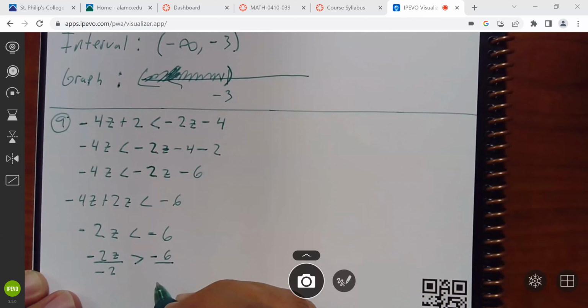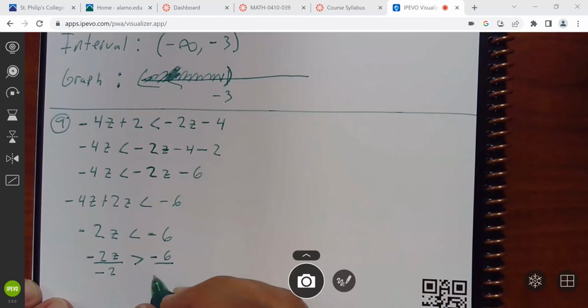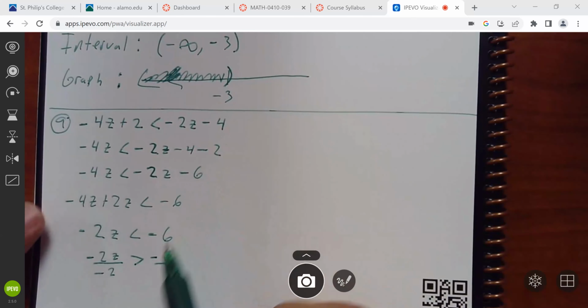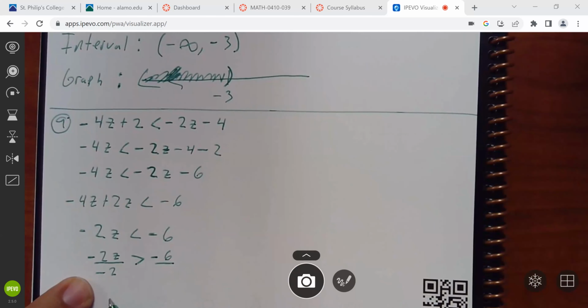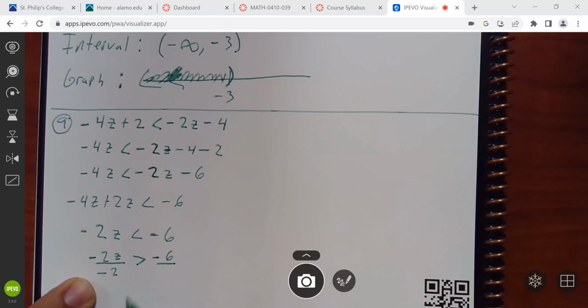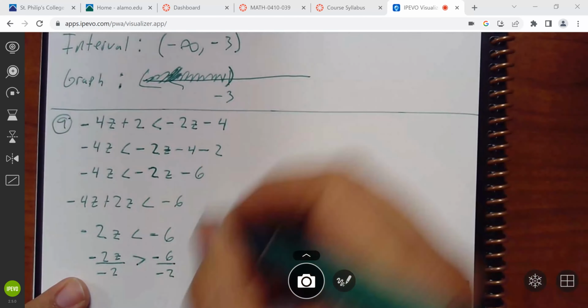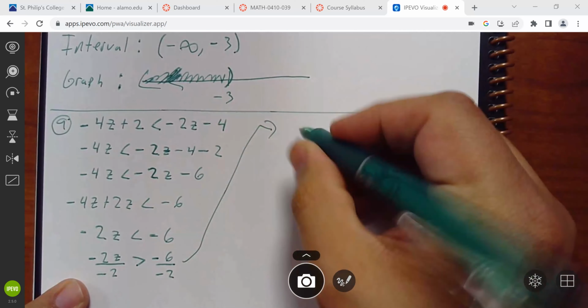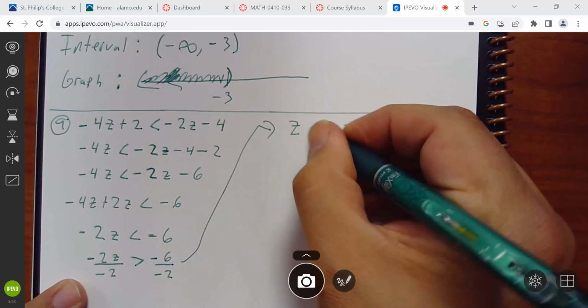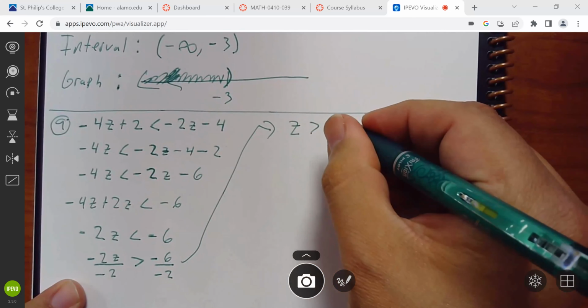Sometimes they do change and then you don't have to worry about it. It just depends on the question, but what matters at the very end is that if you divide or multiply by a negative, that's when you flip. Now we got Z greater than 3.